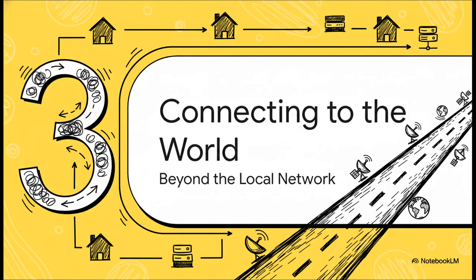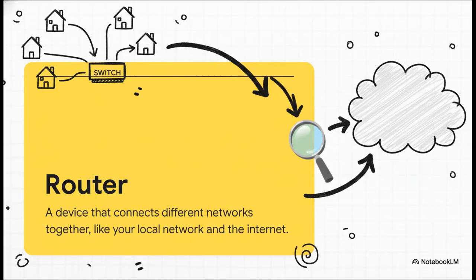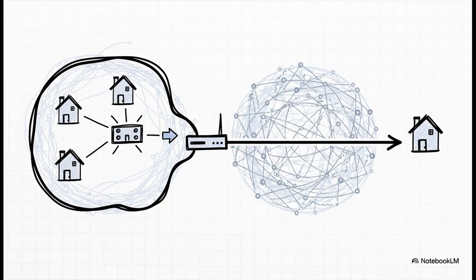Okay, our data packet has successfully used the switch to get around the local neighborhood, but now it needs to get out of town and onto that global information superhighway. This is where the router comes into play. If the switch is your local traffic cop, then the router, well, the router is the on-ramp to the worldwide internet. Its entire job is to connect different networks together. The router takes a look at our data packet's final destination address, not the local one, but the one that's way out there on the internet, and it figures out the best path to send it on its way. Without a router, your data would just be stuck. It would be trapped on your local network, never able to reach another city, another country, or another continent.